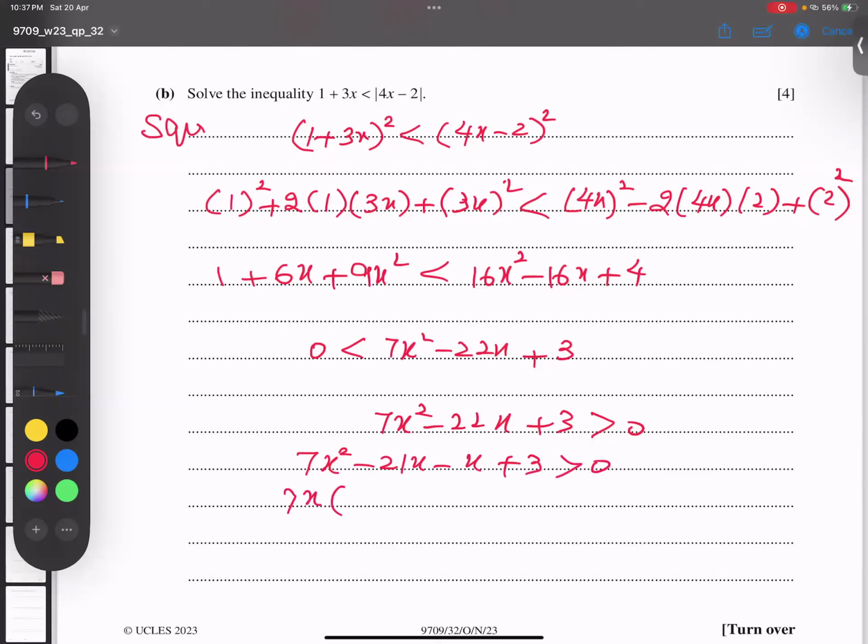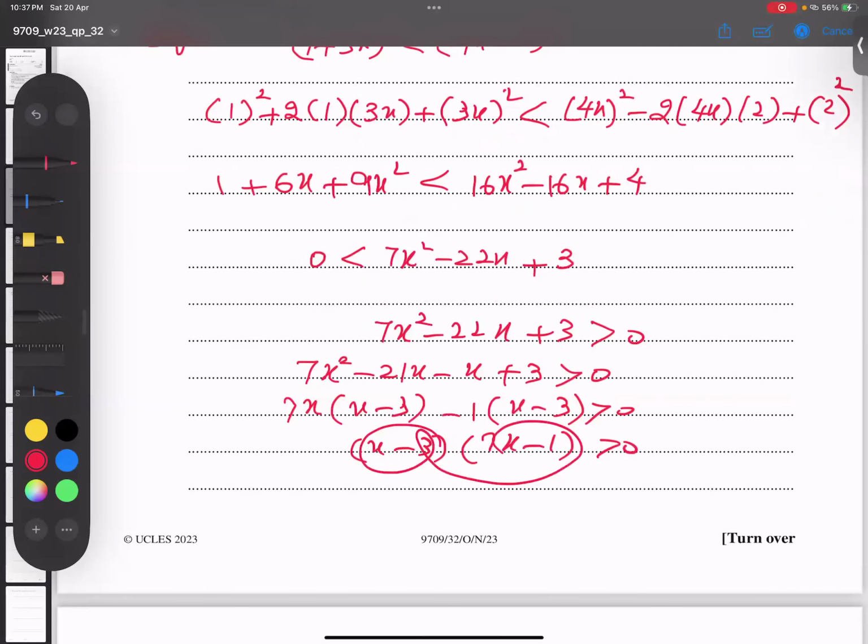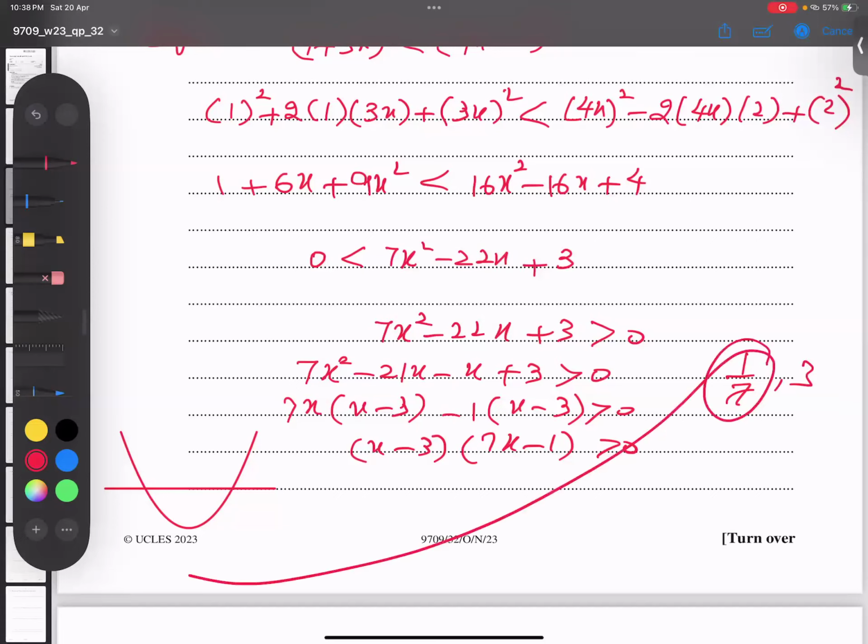7x common out, I get x minus 3. Minus 1 common out, x minus 3. I get x minus 3 and 7x minus 1. So one time I get a 3 and one time I get 1 over 7. I will make this kind of bell shape, and the smaller number is coming here. I'm getting two answers, 1 over 7 and 3. Naturally, the smaller number comes here, and the bigger number comes here.